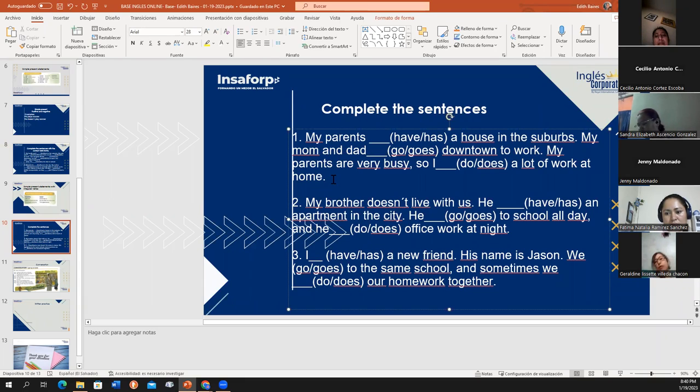Okay, for this one, volunteers? Brenda, Maribel, go ahead. Number one. My parents have a house in this suburb. My mom and dad go. Okay, remember go. When you say mom and dad, it refers to two people, so it refers to they. So it would be go. Downtown. To work. My parents are very busy. So I do a lot of work at home. Okay, very good. Thank you.